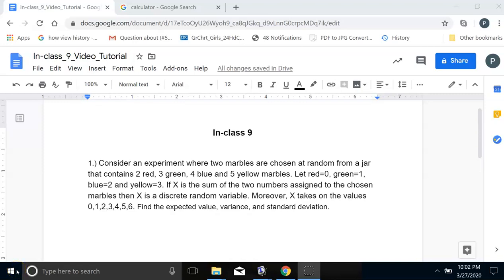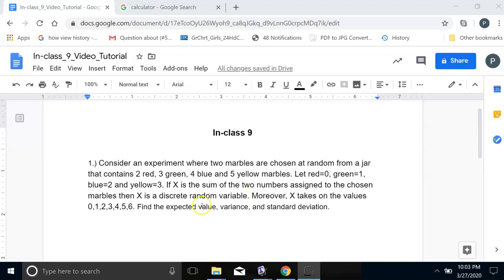Okay, so let's do in class 8. Consider an experiment where 2 marbles are chosen at random from a jar that contains 2 red, 4 green, 4 blue, and 5 yellow marbles. And we're going to make the assignment that red is 0, green is 1, blue is 2, yellow is 3. So if we let x be the sum of the 2 numbers assigned to the chosen marbles, then x is a discrete random variable. So also x takes on the values 0, 1, 2, 3, 4, 5, and 6. I'll explain that in a second.